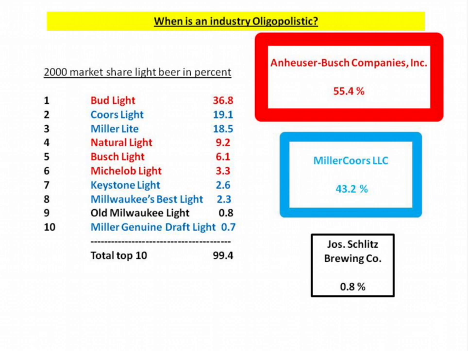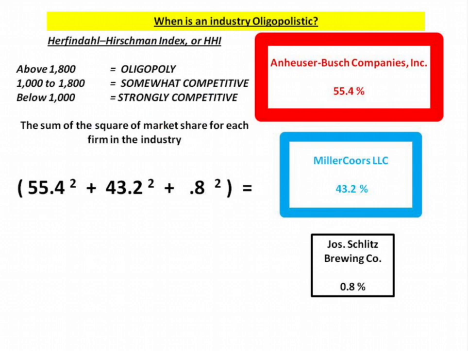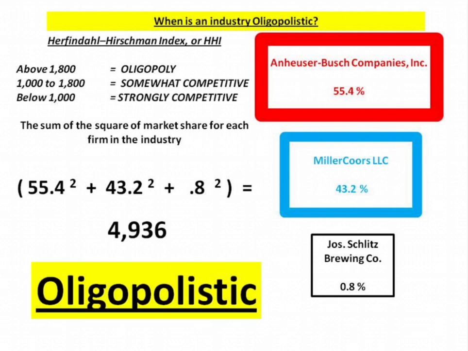If we take their percentage of market share and square the number and then add them together, we take the 55.4 and multiply it times itself, take the 43.2 and multiply it times itself and add that to the original number, and then take the 8/10 and multiply it by itself and add it in. We come up with 4,936. Now remember, our criteria for whether this industry was an oligopoly was: is that answer bigger than 1,800? Obviously it is. It's way more than double.